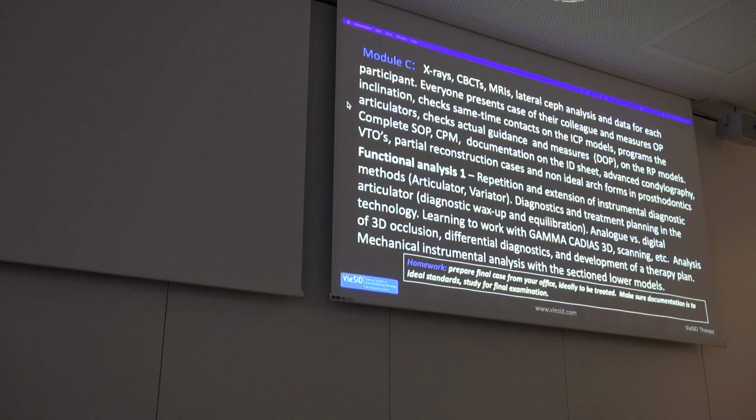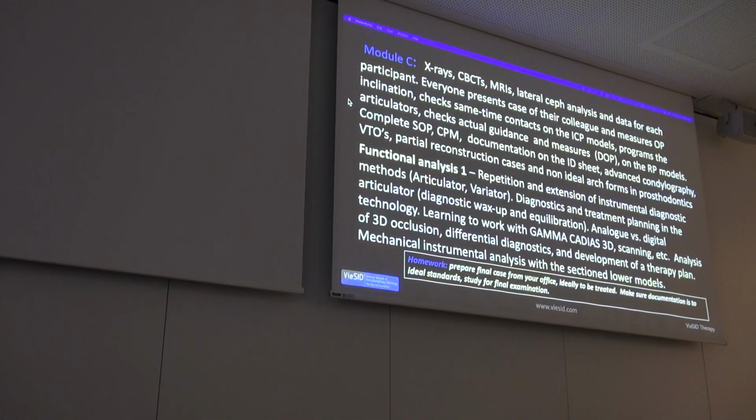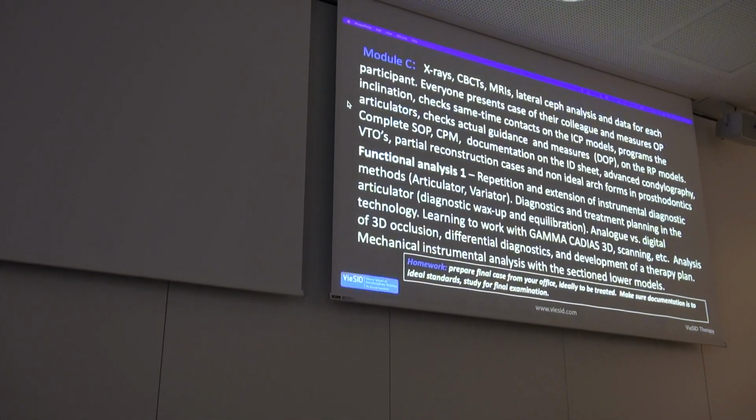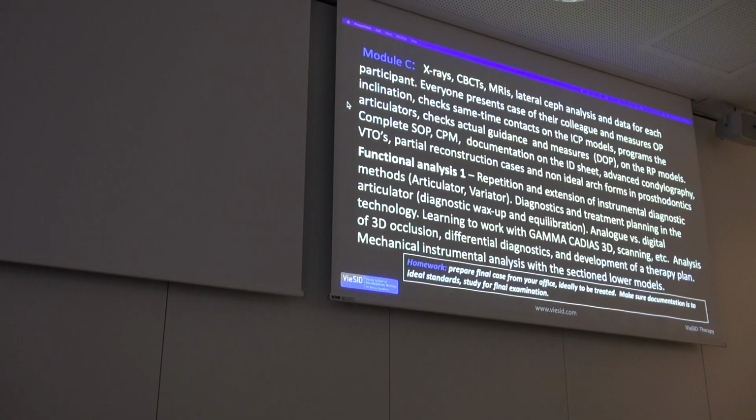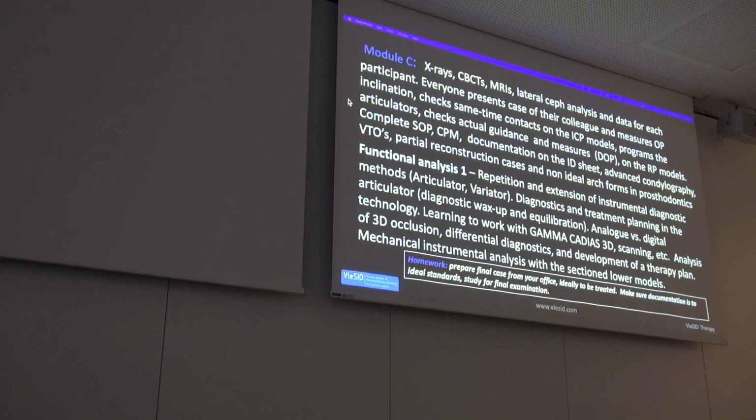Ellen will be introducing Gamma Cadius 3D, the scanning, analyzing 3D occlusion, the differential diagnosis. And ultimately our goal is to do two things. We're going to look at analog, and I will tell you upfront that I'm completely analog. Ellen is a hybrid of analog and digital, and is probably one of the smartest people I know to understand what is good about digital and what is not good about digital. Digital is a machine, it's not a brain, and we have to use our brains.